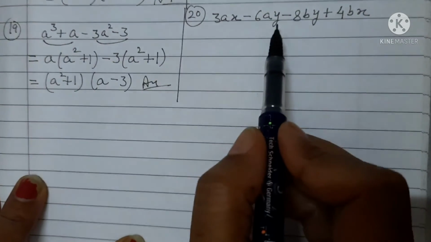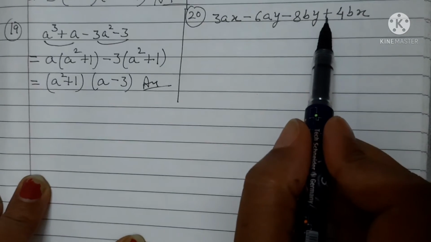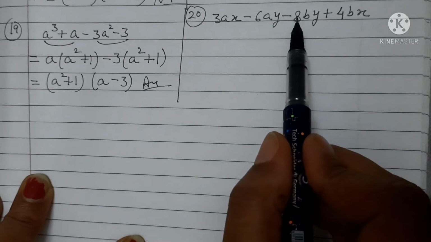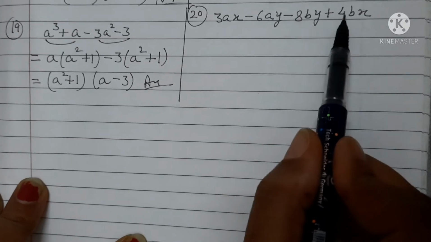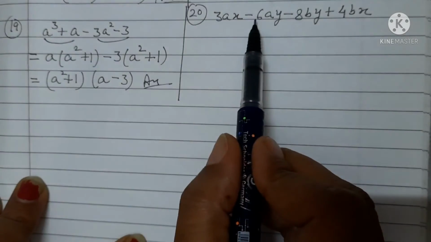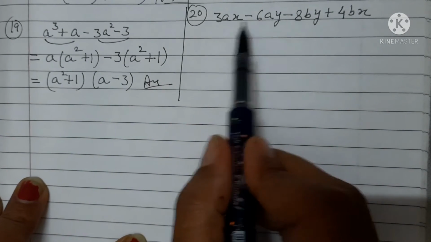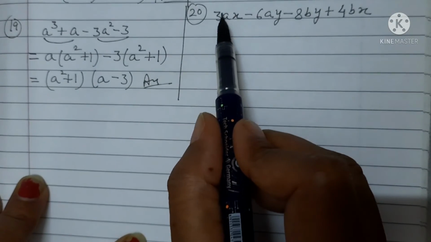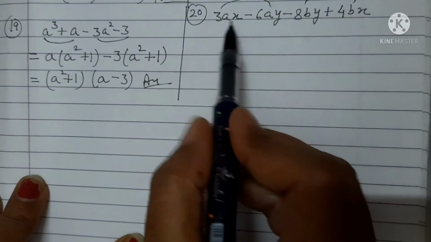Now question number 20, 3ax minus 6ay minus 8by plus 4bx. Here 4 and 8, you can break it as 4 times 2 for the 8. It means you can take common 4 from these two terms, and here 3 and 6, so 3 into 2, 3 you can take common from these two terms. So try to make these two terms together and these two terms together.